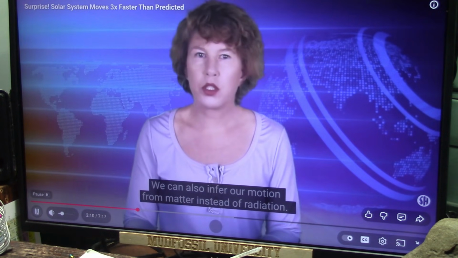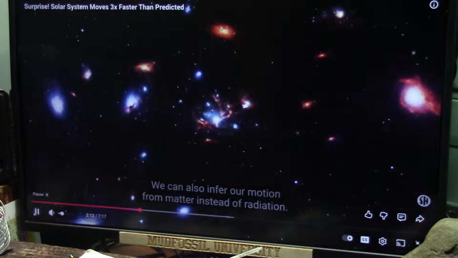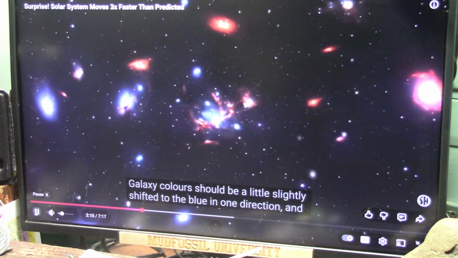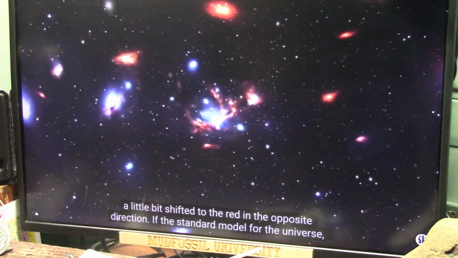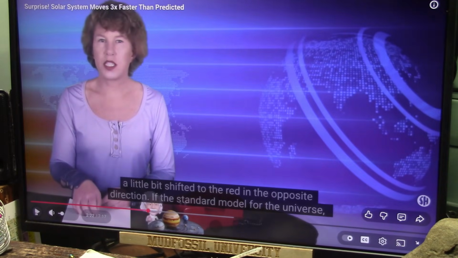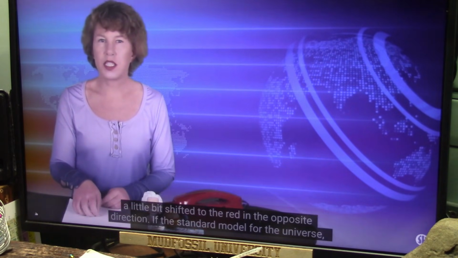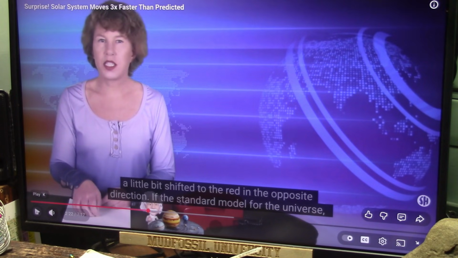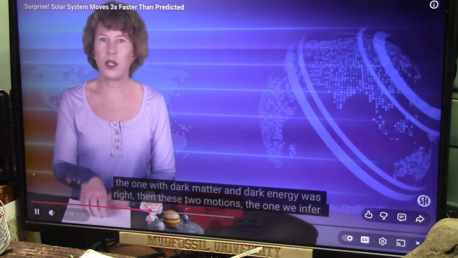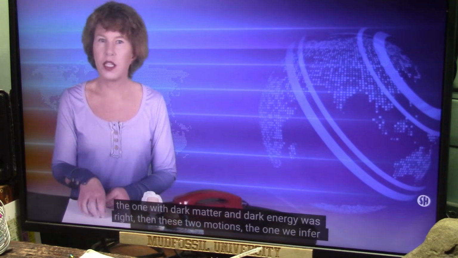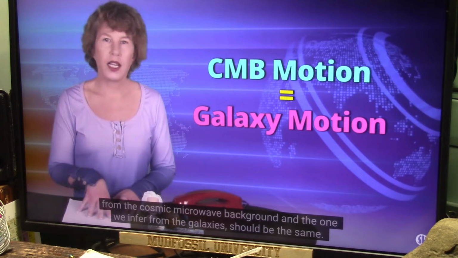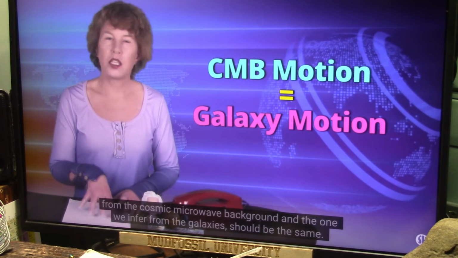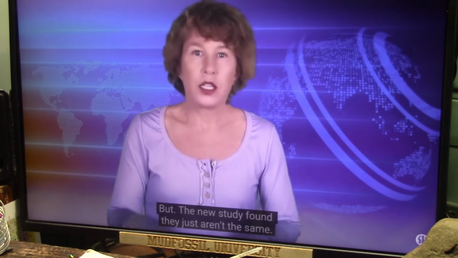"Also infer our motion from matter instead of radiation. Galaxy color should be a little slightly shifted to the blue in one direction and a little bit shifted to the red in the opposite direction." That's because she's saying that light is being pulled and pushed. That's not right. "If the standard model for the universe, the one with dark matter and dark energy, was right, then these two motions, the one we infer from the cosmic microwave background and the one we infer from the galaxies, should be the same. But the new study found they just aren't the same."